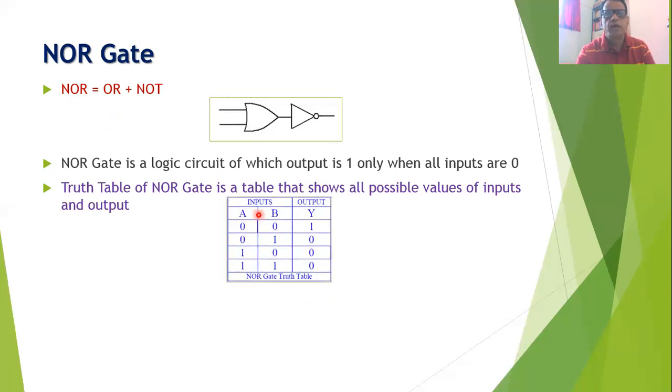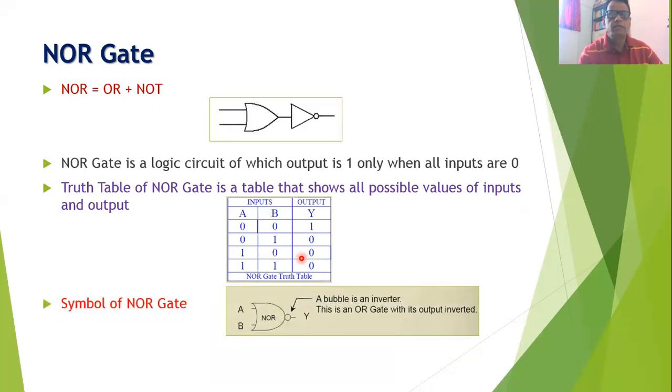Now, suppose we are considering a truth table of a two input NOR gate. So there are two inputs A and B, and the output is Y. There are four possible combinations: 0, 0, 0, 1, 1, 0, and 1, 1. Now, as per the definition, the output of the NOR gate is 1 only in the first case, that is when both the inputs are 0. And in the rest of the three cases, its output is equal to 0.